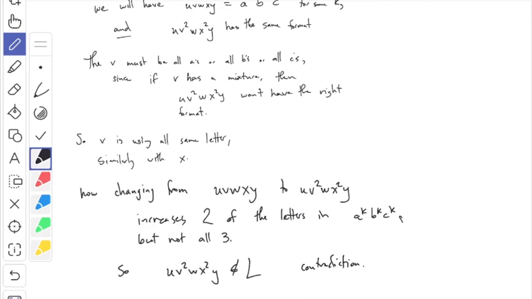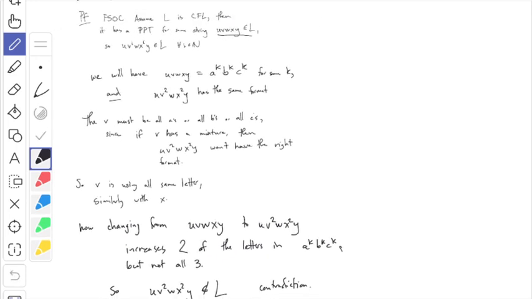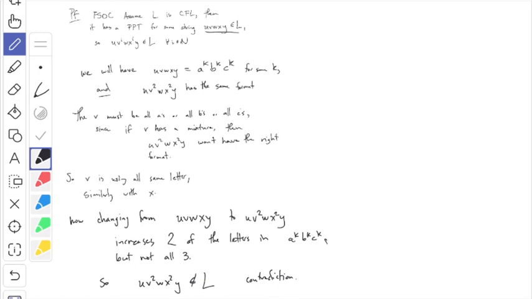This is showing that something is not a context-free language. I'm trying to put it all on the screen at once. It recedes as you get to the top. All right? Are there any questions about that one? It's a little tricky. Let's do one more, and then I have one for you all to try.